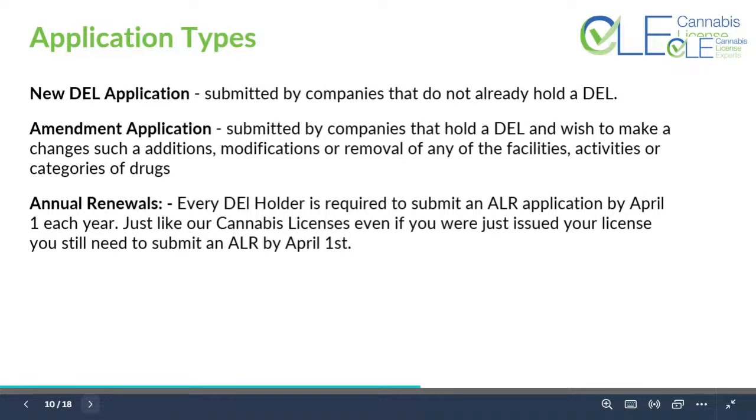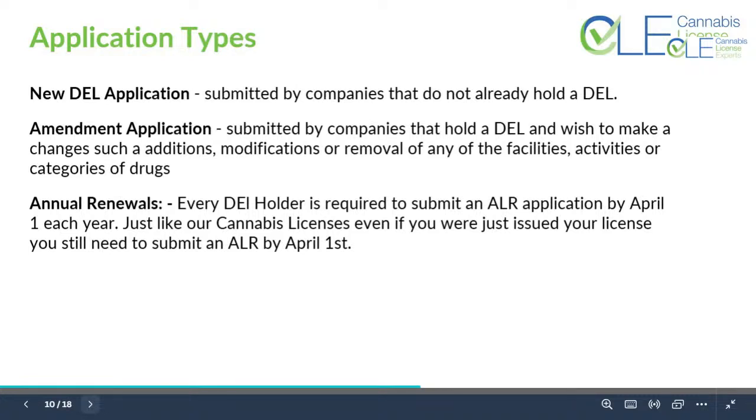So if you wish to add activities, make additions or modifications, removal of any part or addition of any part of a facility, or any categories of drugs. So it will be very specific to what you are applying for. And then, of course, there's our annual renewals.